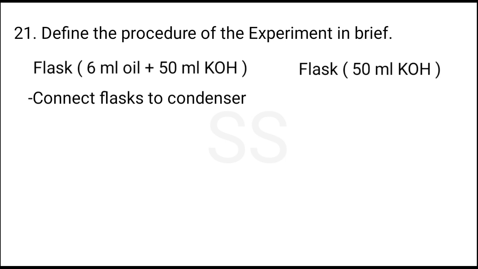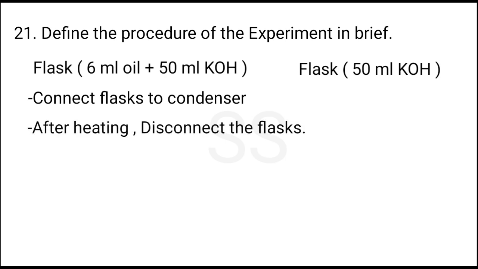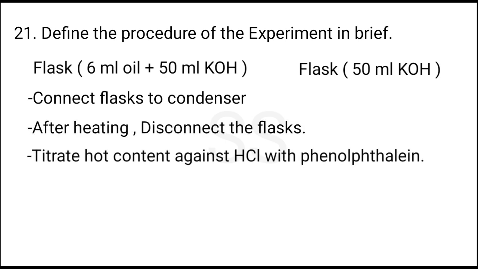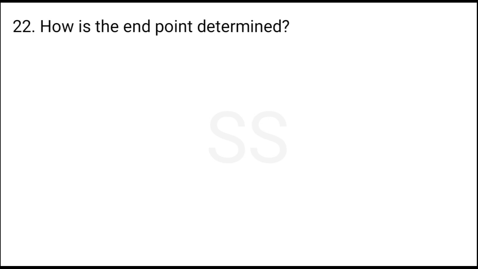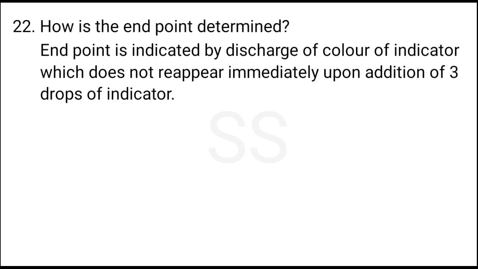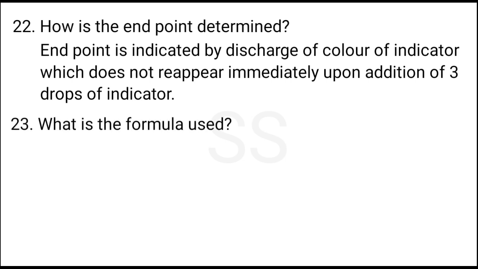When the heating is completed, we disconnect the flasks and titrate hot content of both the flasks against HCl using phenolphthalein as an indicator. How is the endpoint determined? Endpoint is indicated by discharge of color of indicator, which does not reappear immediately upon addition of 3 drops of indicator.